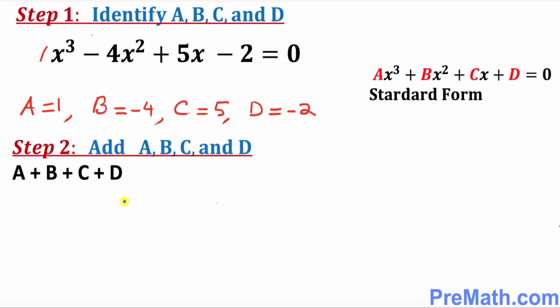In step 2, we want to add A, B, C, and D. Let's go ahead and add them up. A is 1, plus B is -4, C is 5, and D is -2. If you add them up, their sum turns out to be 0.